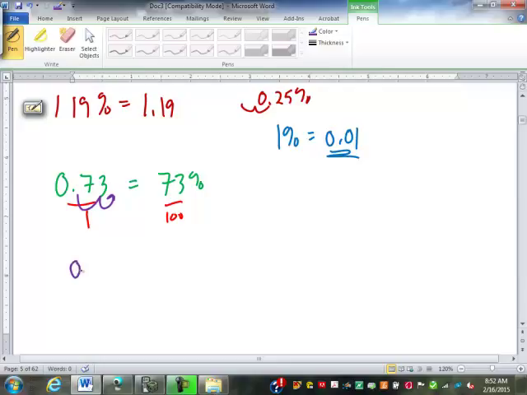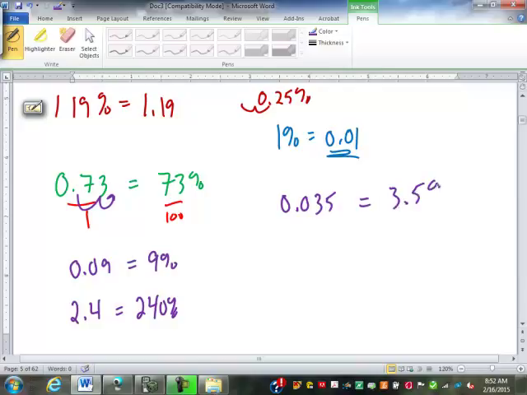So if I have 0.09, that's going to become 9%. 2.4 is going to be 240%. Good. 0.035, 3.5%. We've got her down, it looks like.